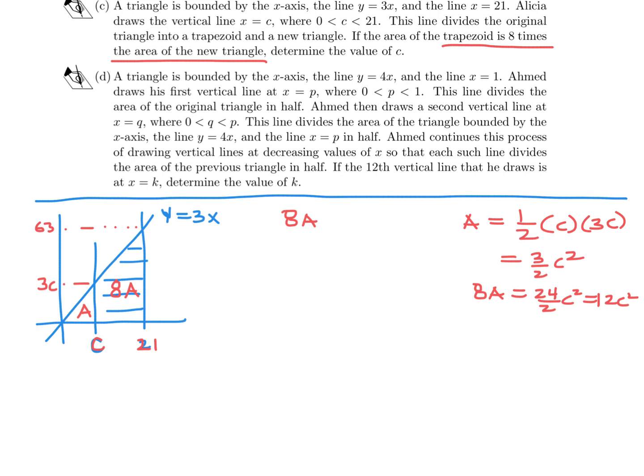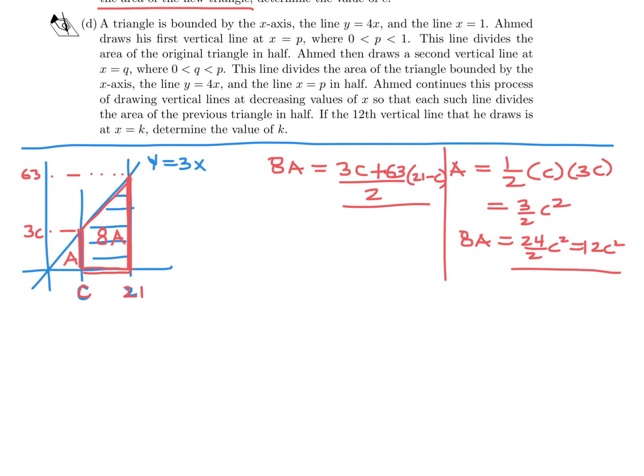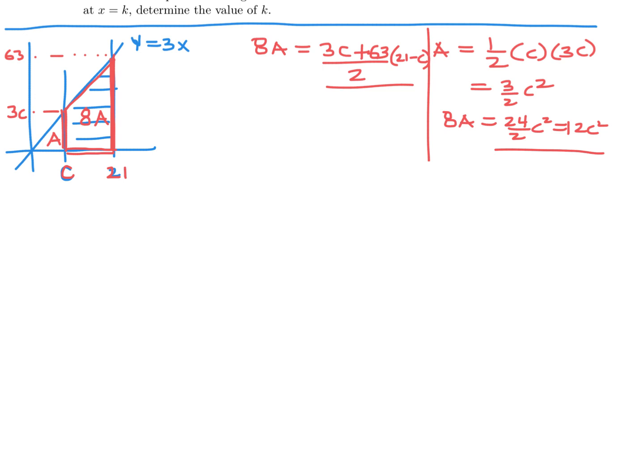Okay, and now let's take a look at this trapezoid and figure out what it would be in terms of a formula. So first you take that side, and that's going to be 3c, right? Yeah, 3c. And then you take this side, that is 63, so plus 63, and then divide by 2, and then don't forget to multiply by that, so that's 21 minus c, I believe. So 21 minus c. Okay, so 8A equals this, and 8A equals this, so we set them equal to each other. And that will help us solve for c, I believe.